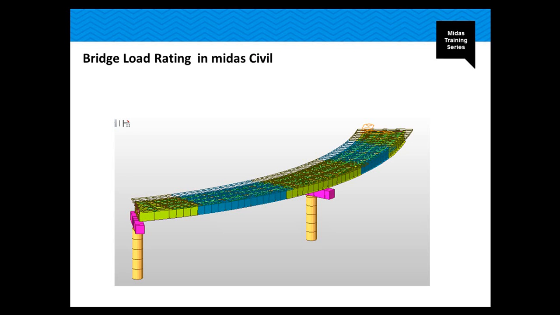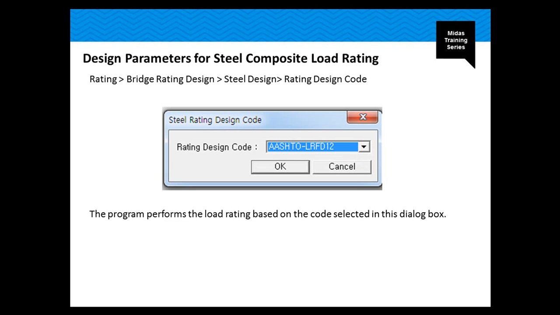first. And before we go into the program, I want to define the different standards or parameters that are in the program. First of all, we have the rating design code. In this case, let's just focus on the steel design rating, and we're gonna see how it is performed in the program. You have the option of defining the actual rating design code in the program, and as you can see, the program performs the load rating based on the code that you select.